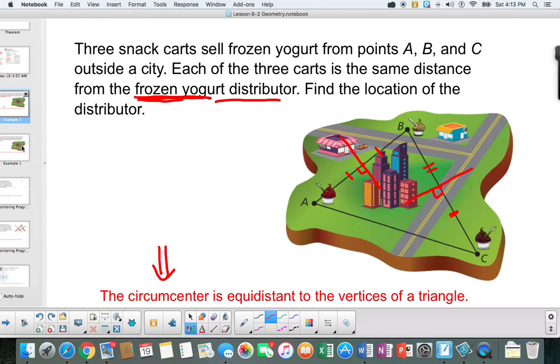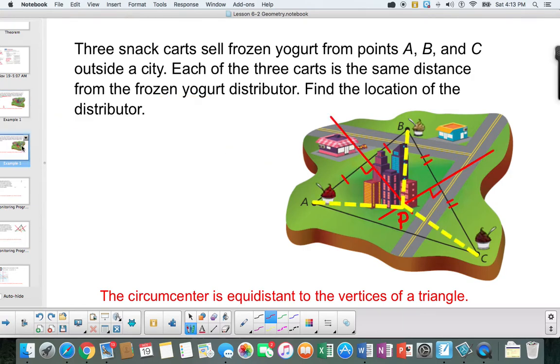Now let me show you on the next diagram where I've drawn it a lot better. So you can see I've drawn the perpendicular bisectors. They meet at point P. And now the circumcenter theorem says that from P to this vertex, P to this vertex, and P to this vertex, all of these distances are going to be the same. And that's what the circumcenter theorem states.